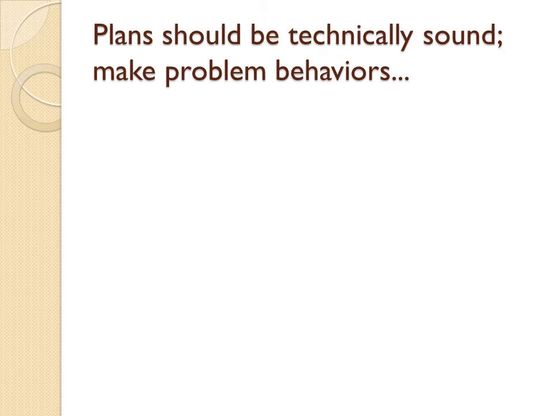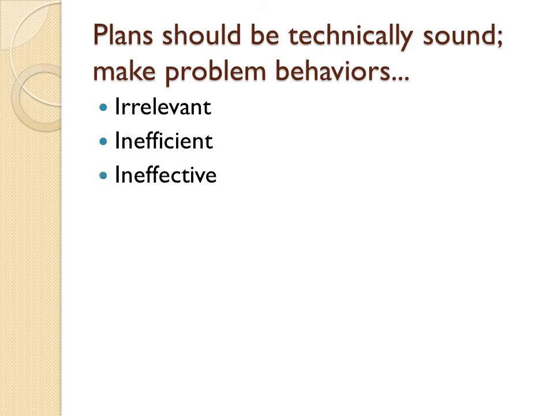An effective behavior support plan also makes the problem behavior irrelevant or unimportant. This happens by changing the environment so that the problem behavior doesn't work as well as it used to. It does that by making the problem behavior less efficient. When we talk about behaviors, efficiency is the amount of effort that has to go into behavior before it results in reinforcement. So we want to make problem behaviors not pay off as well as they have been in the past. We also want to make them ineffective. This means that we want to make them just not work quite as well.